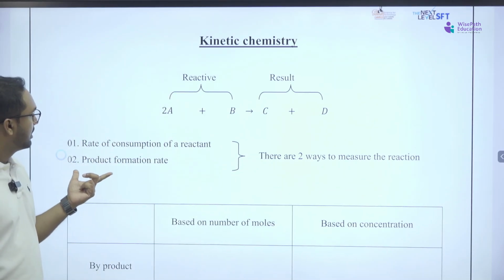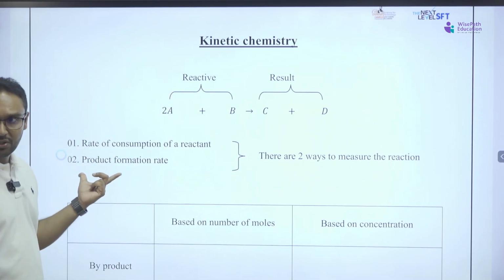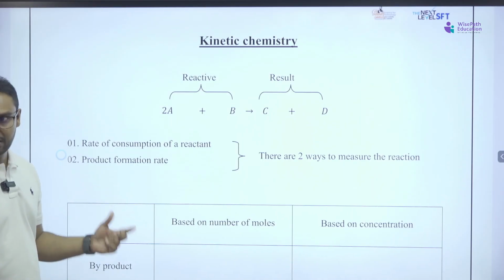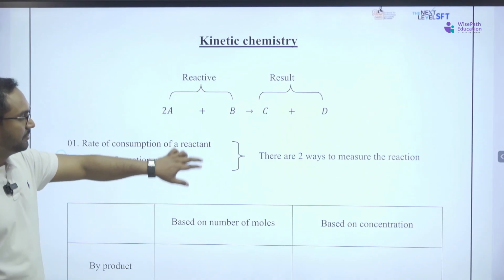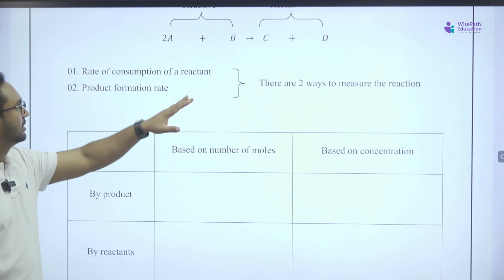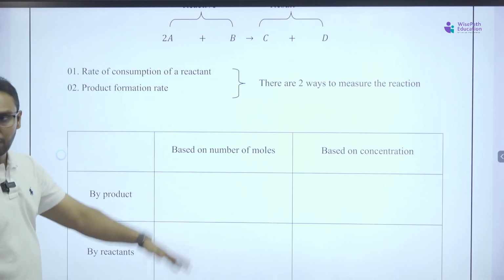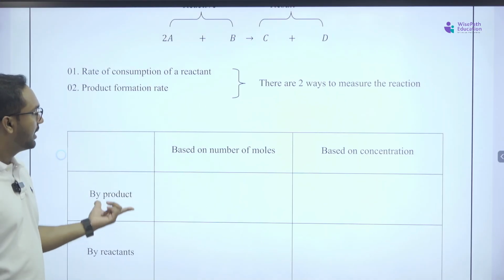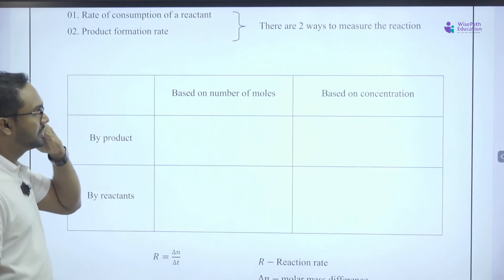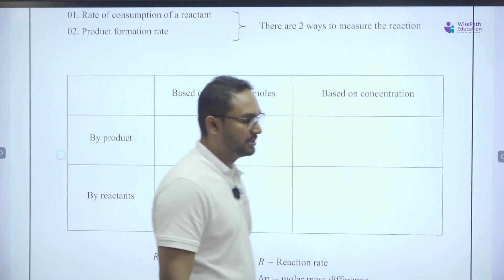That is the rate of consumption of reactants and the rate of product formation, right? So these are the two ways of measuring the rate of reaction, either using the consumption or the formation. If we write it based on the number of moles and based on concentration, right?